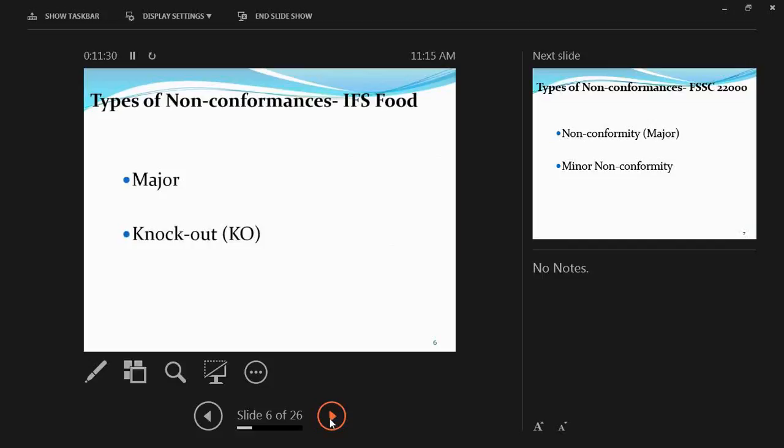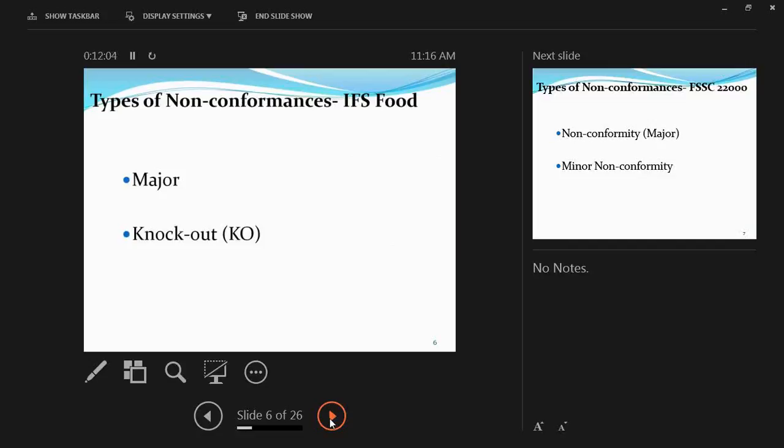And as I told you, a major will subtract 15% of the possible total amount of points. In IFS, each and every requirement is scored. So when you get the total score, and when an auditee gets a major, it will reduce the total score by 15%. When there is a KO, it will reduce the total score by 50%.